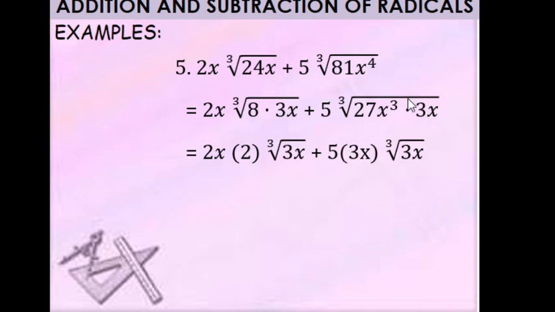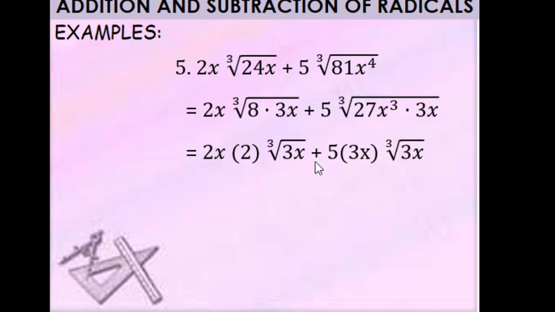Ganon din dito sa 27x cube. So, kapag in-extract natin yung cube root, so, x times x times x, so siya ay x cube. So, we have x here. And kapag in-extract din natin yung 27, so siya ay 3 times 3 is 9 times 3 is 27. Kaya ang cube root ng 27x cube is 3x. And ang cube root naman ng 8 is 2. So ngayon, isimplify muna natin.